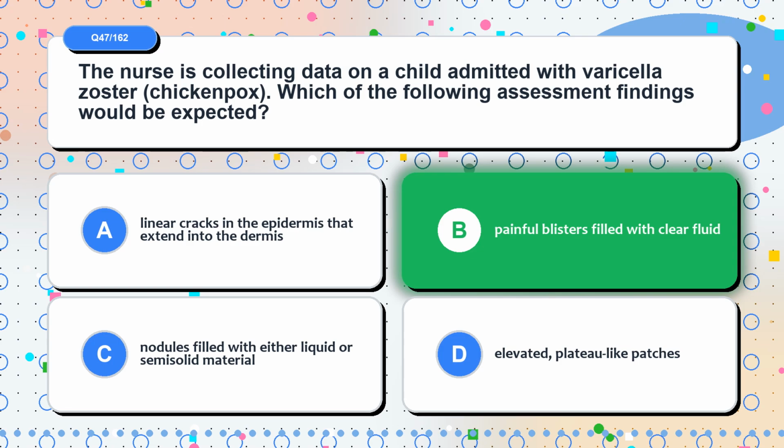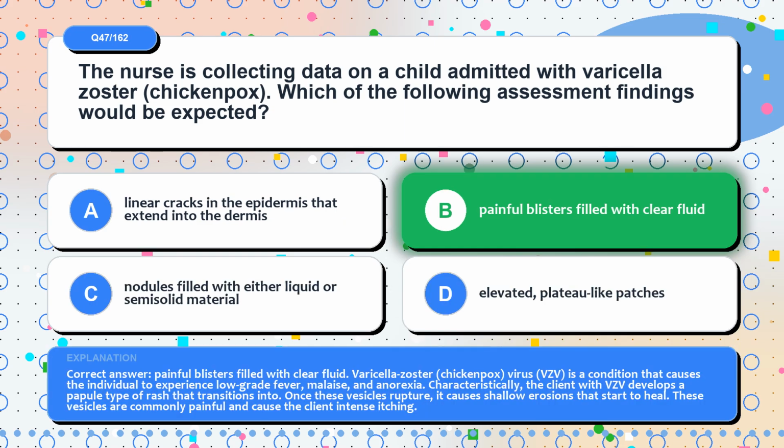The correct answer is option B, painful blisters filled with clear fluid. Varicella-zoster chickenpox virus (VZV) is a condition that causes the individual to experience low-grade fever, malaise, and anorexia. Characteristically, the client with VZV develops a papule type of rash that transitions into vesicles. Once these vesicles rupture, it causes shallow erosions that start to heal. These vesicles are commonly painful and cause the client intense itching.